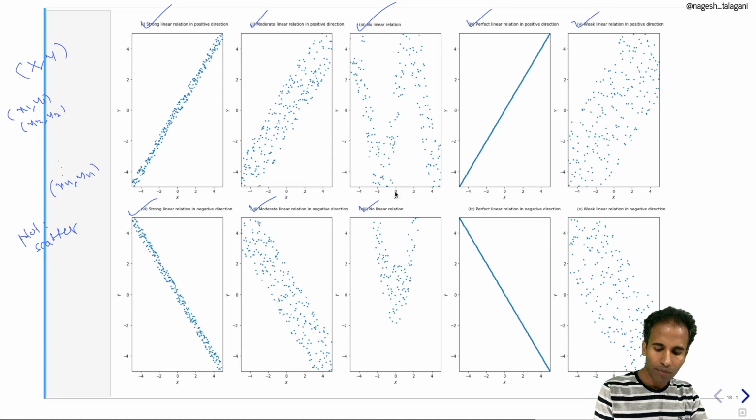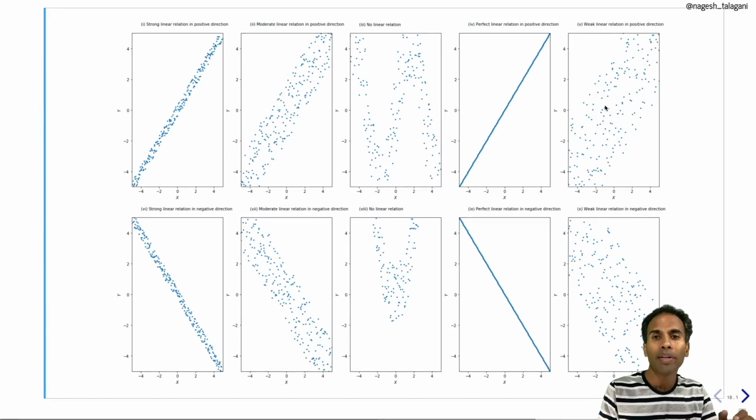If it is like in figure 8, there is no linear trend, so we can say there is no linear relationship between x and y. If it is like in figure 9, then we can say there is a perfect linear relationship between x and y in negative direction. If it is like in figure 10, we can say there is a weak linear relationship between x and y in negative direction. Okay, fine.